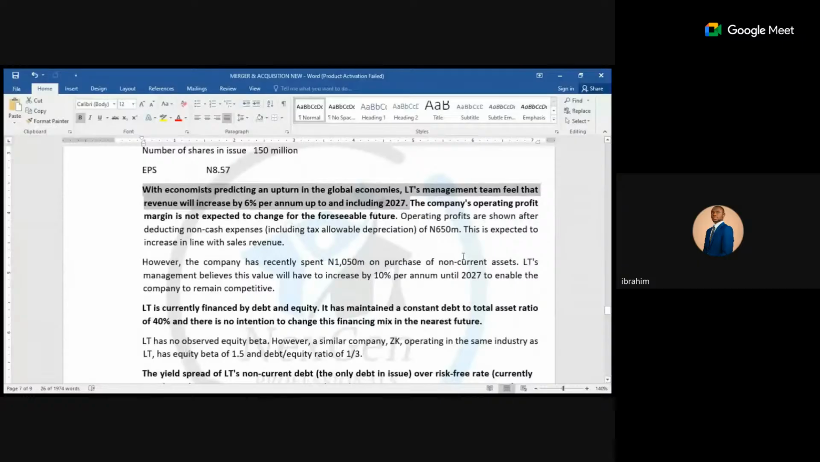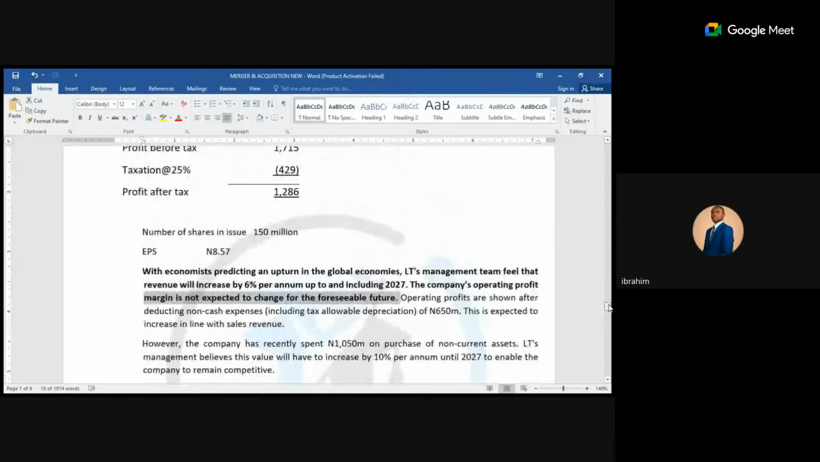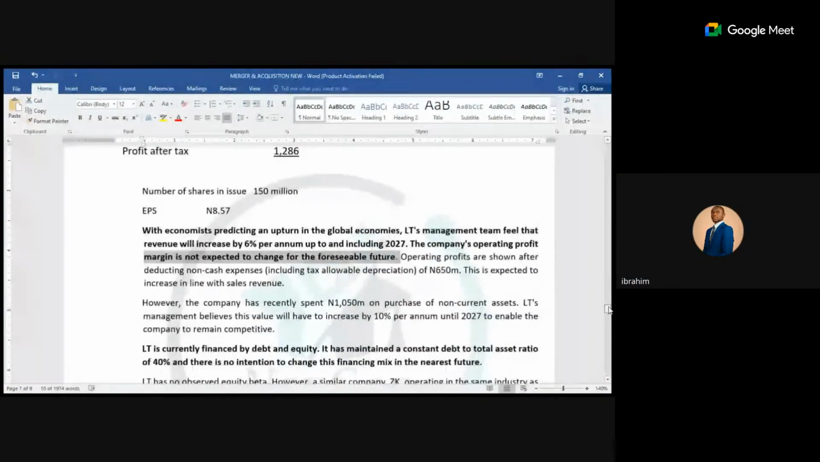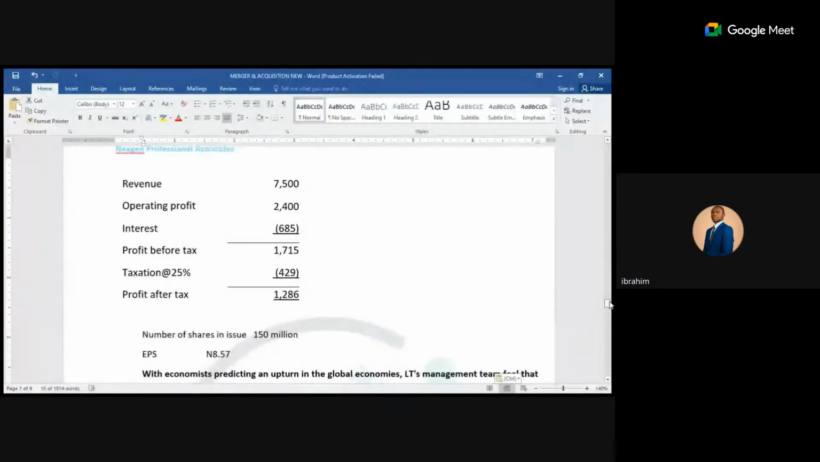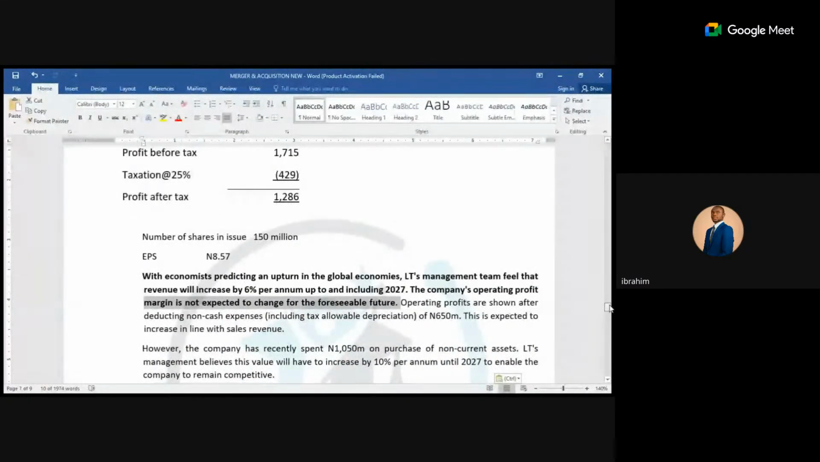The company operating profit margin is not expected to change for the foreseeable future. So we will have operating profit margin. Operating profit margin is not expected to change. The question is, what is the company operating profit margin? Because the operating profit also needs to increase. If your revenue increases, your operating profits should also increase.